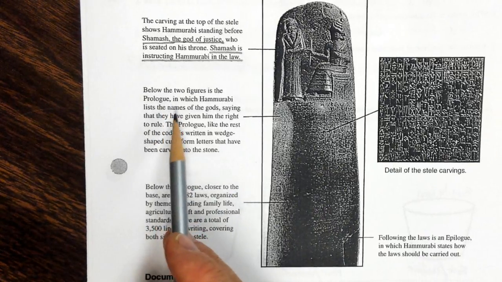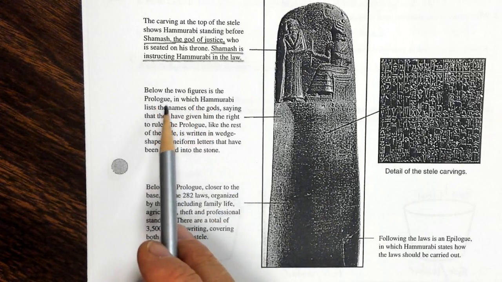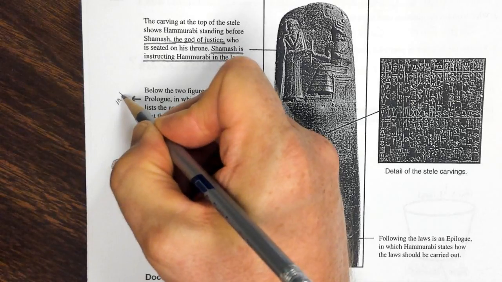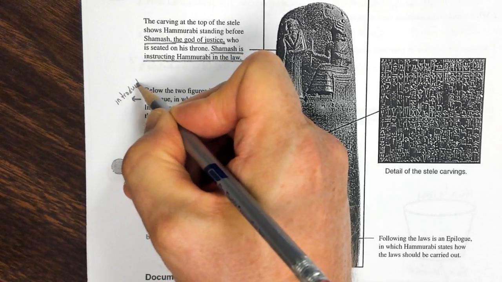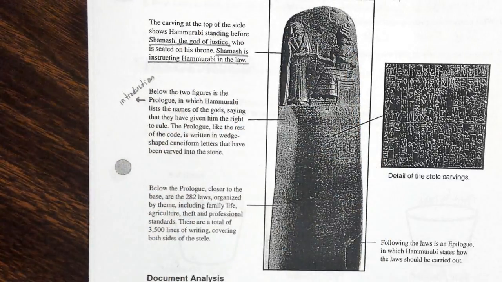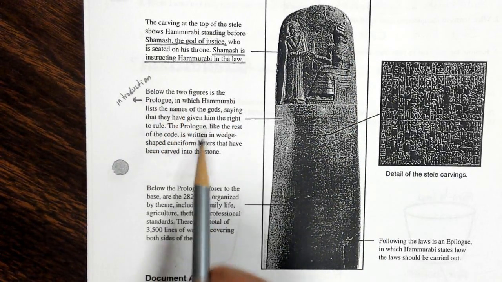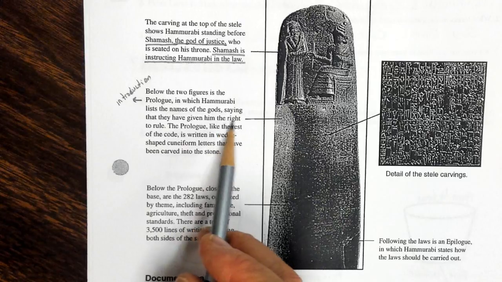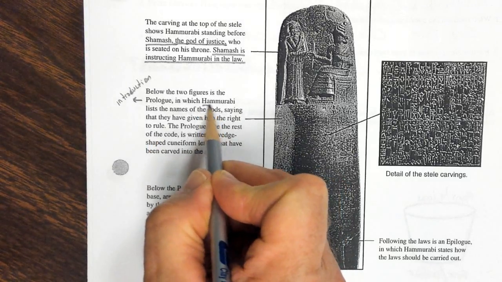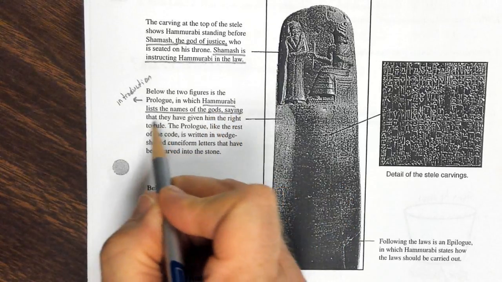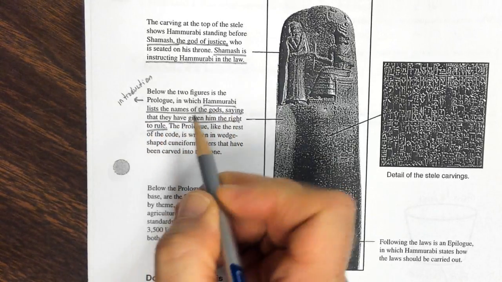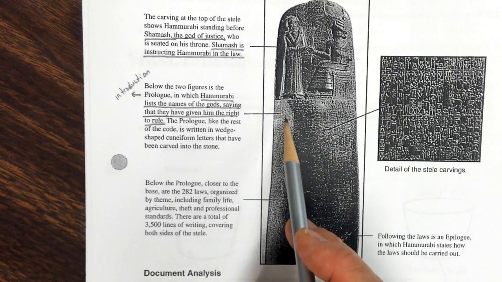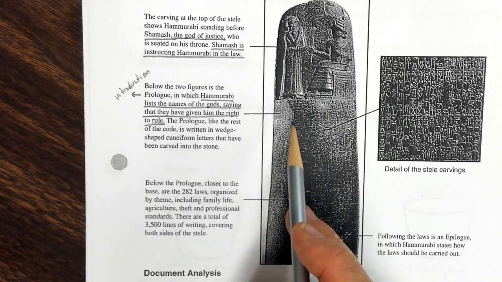Below the 2 figures, let's go to the next section. Below the 2 figures is the prologue. Now prologue means introduction. So let's put a little arrow out here and put introduction. That's what a prologue is. In the prologue, Hammurabi lists the names of the gods, saying that they have given him the right to rule. So let's underline that. So Hammurabi is telling everybody who reads the stele, the gods have given me the right to rule, so you better listen up.